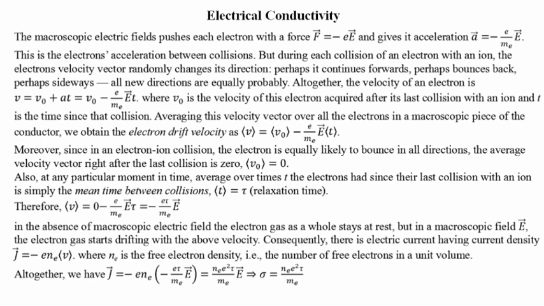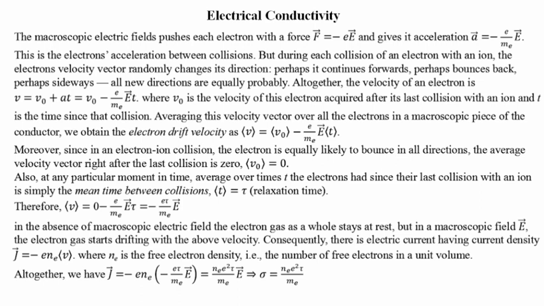Now, we can estimate or evaluate the electrical conductivity sigma using classical free electron theory. The macroscopic electric field E, when applied in a metal or conductor, pushes each electron with a force F equal to minus e times E. Here e is the charge of the electron and capital E is the electric field, and it gives the acceleration a equal to minus e by m times E. So, this is the electron's acceleration between the collisions.